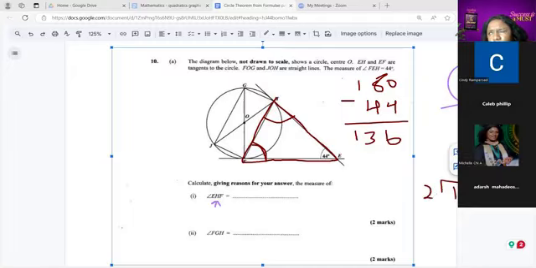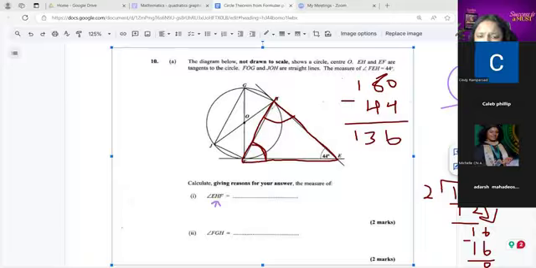13 divided by 2 is 6. 6 twos are 12. 13 take out 12 is 1. 6, bring it down. 16 divided by 2 is 8. 8 twos are 16, 0. So this angle here will be 68. Of course, this other one will be 68 too, so we could put it in. I don't know if we need it. So you will get 1 mark for the correct answer, and the other mark is for your reason. What reason did I use?